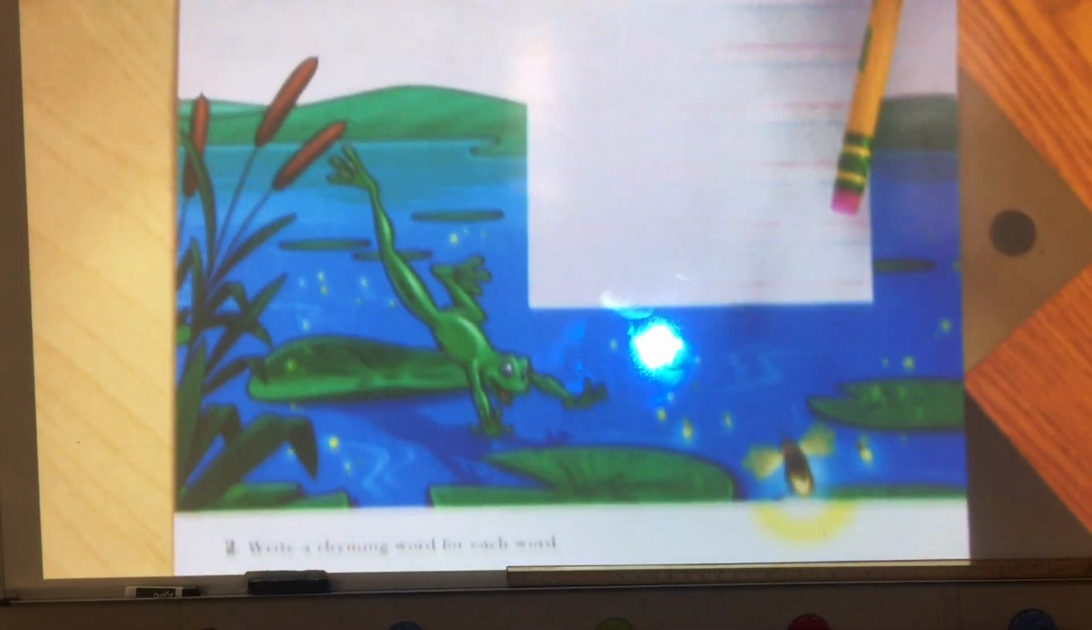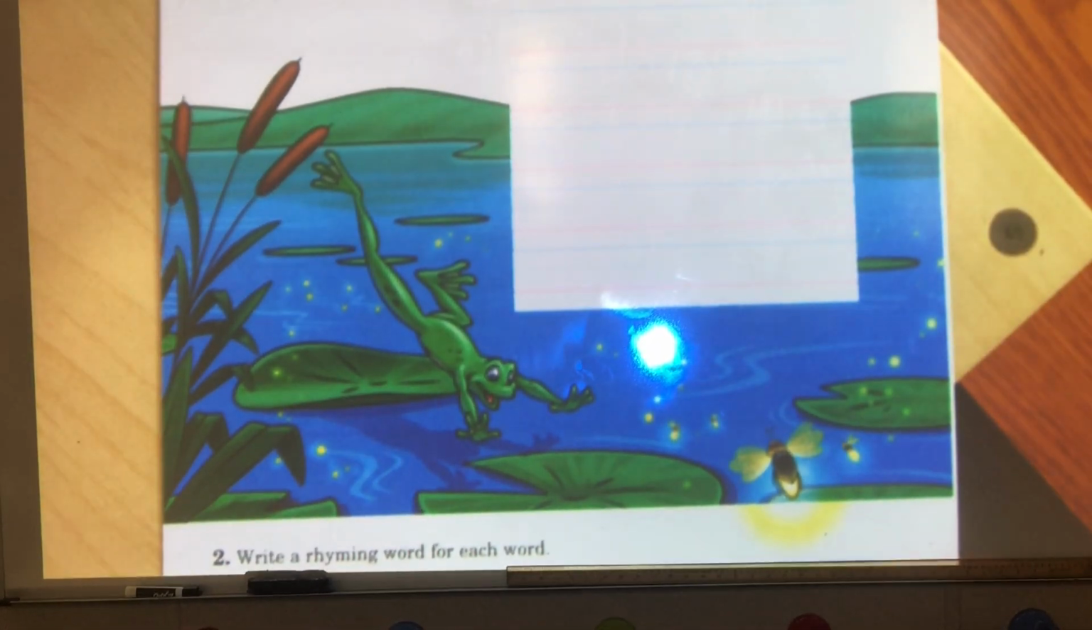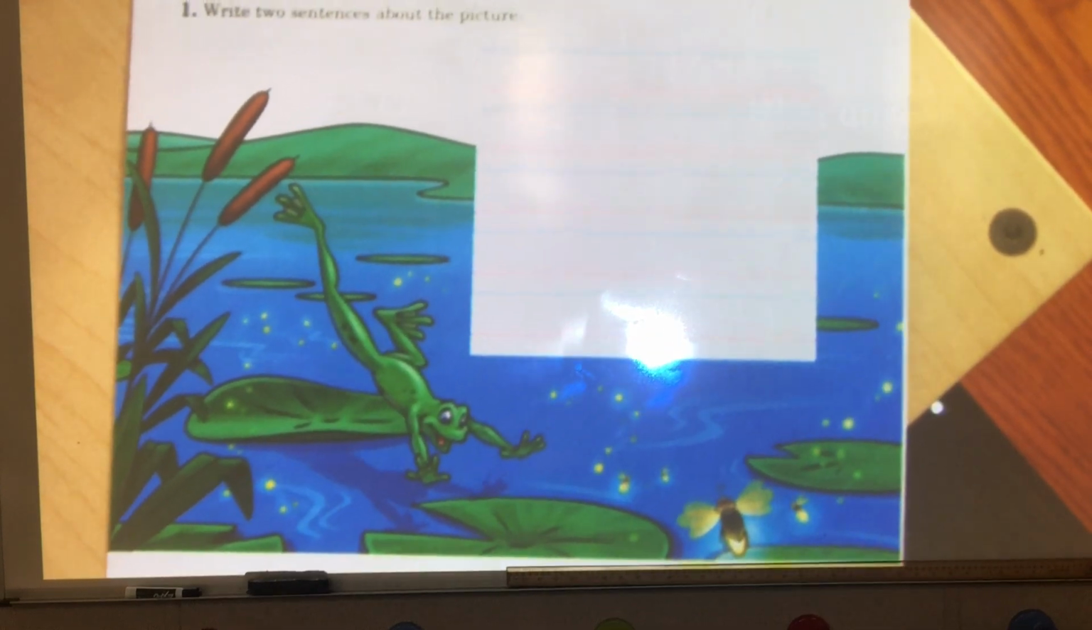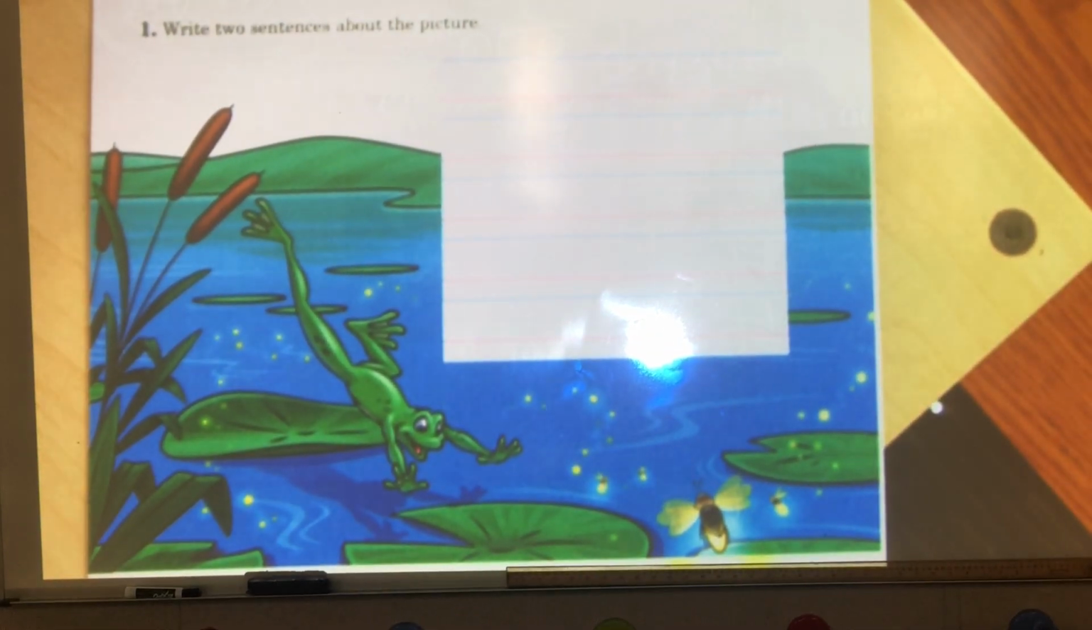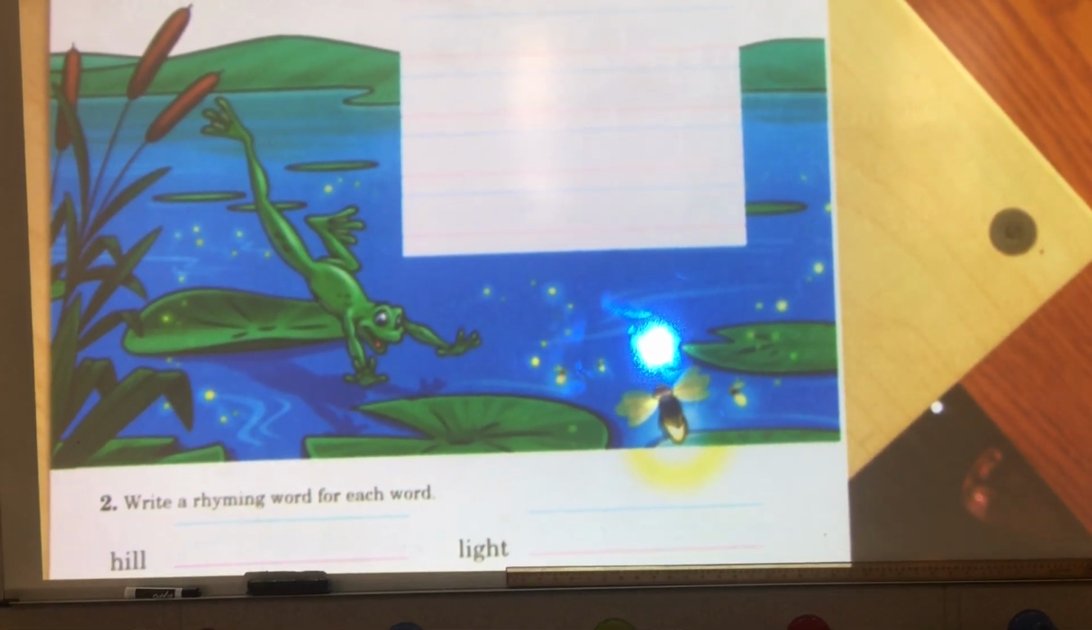Take a look at our language page. Make sure, take a look at section 1. The direction says write 2 sentences about the picture. Take a look at the picture. You see it's a pond. You see lily pads. You see frogs. So you have to write 2 sentences about what you see.